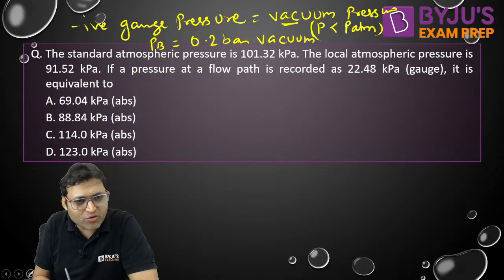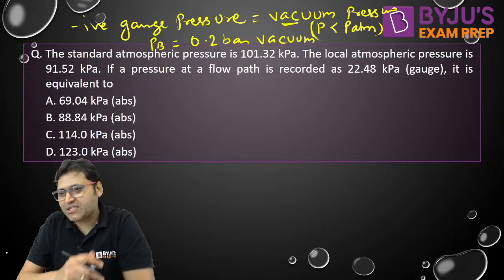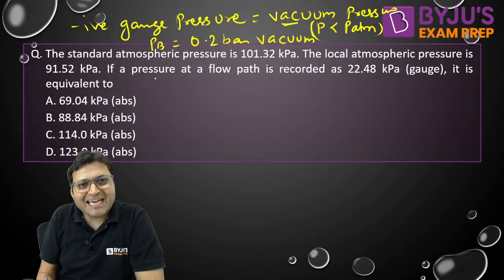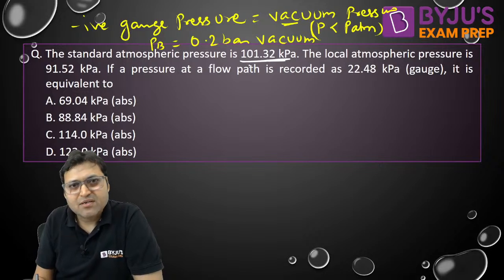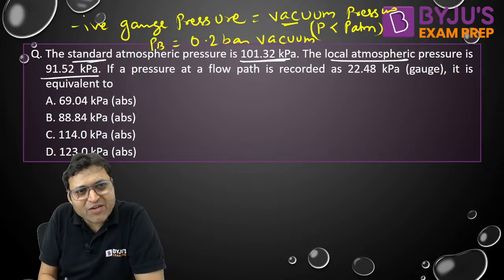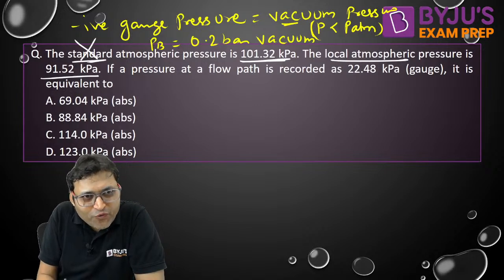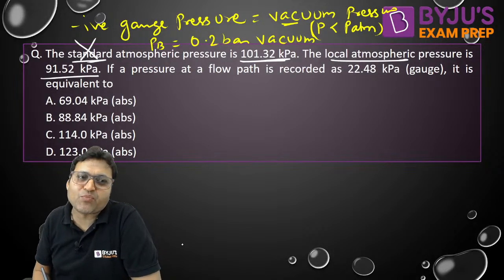Now there is a question on the screen. Let us solve this question. The standard atmospheric pressure is 101.32 kilopascal. The local atmospheric pressure is 91.52. I told you we are not interested in the standard atmospheric pressure.